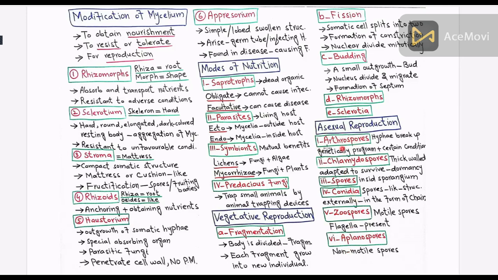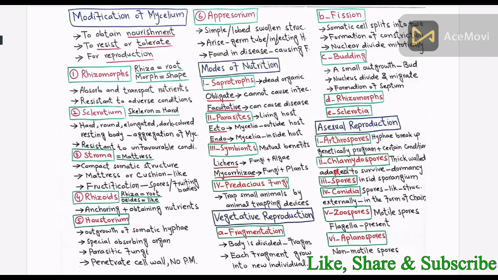The first one is the arthrospores. The hyphae break up into their component cells that behave as spores, and these spores are called arthrospores. This breakdown is normally genetically programmed or occurs due to certain conditions, such as mechanical injury.